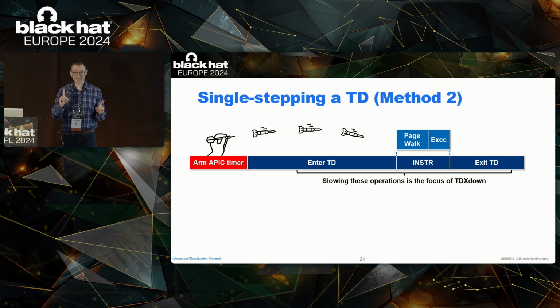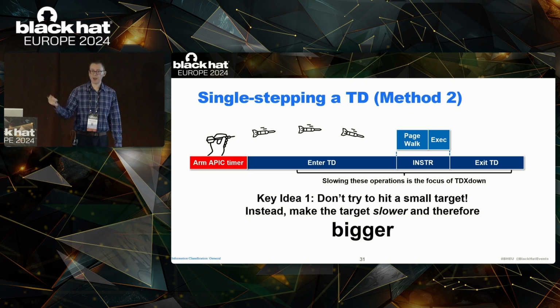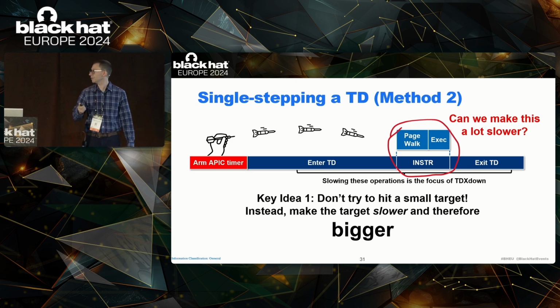Now there is another way to circumvent this mitigation that has not been previously published. This is something that we discovered internally. So this is, again, the dart throwing diagram, and that bar at the bottom shows how TDX down works, as it slows lots of operations. But let's go back to key idea 1. Don't try to hit a small target. Try to make the target, and only the target, slower and therefore bigger. So is there something that we can do here, like in the page table walk?